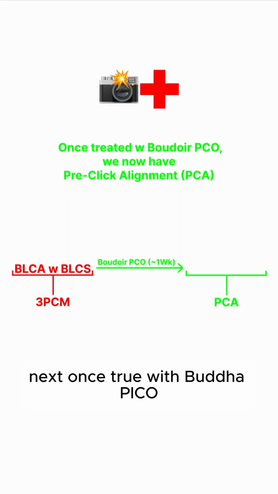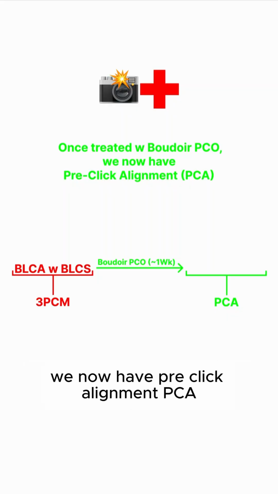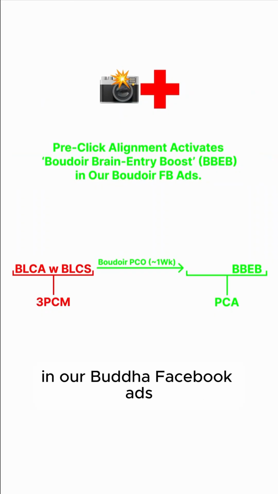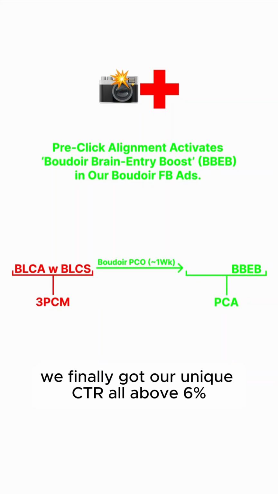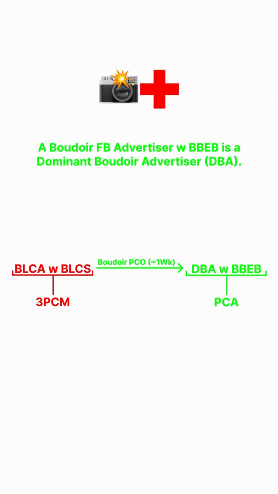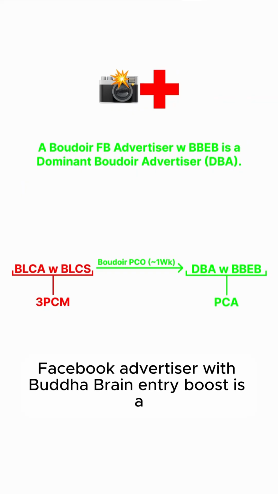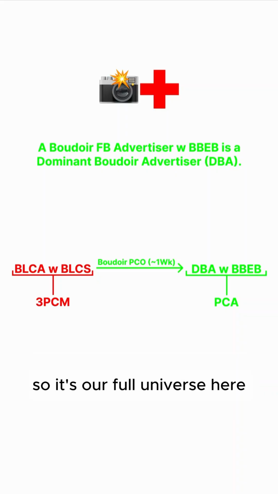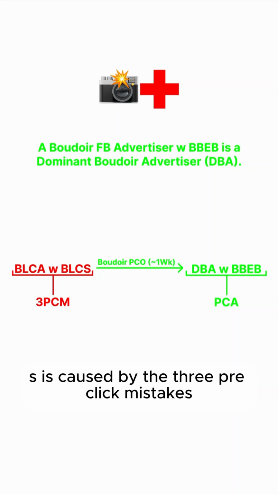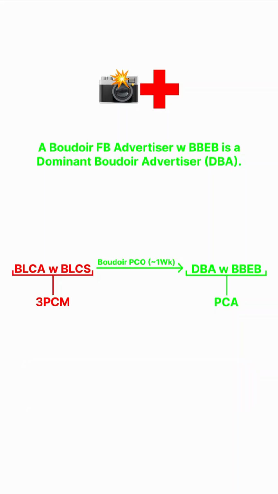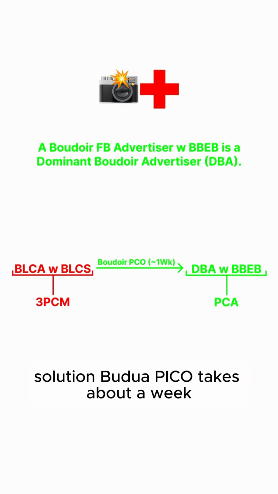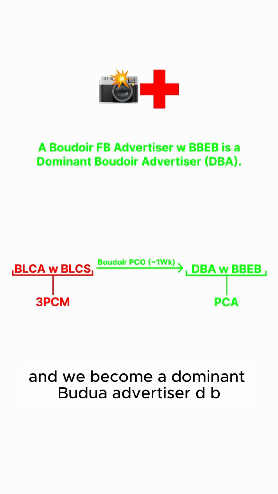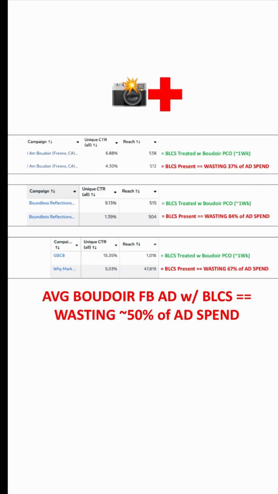Next, once treated with Boudoir Pico, we now have pre-click alignment, PCA. And pre-click alignment activates Boudoir brain entry boost in our Boudoir Facebook ads. Basically, this means we finally got our unique CTR above 6%. And a Boudoir Facebook advertiser with Boudoir brain entry boost is a dominant Boudoir advertiser, a DBA. So that's our full universe here. A BLCA with BLCS is caused by the 3 pre-click mistakes. Solution, Boudoir Pico, takes about a week. We achieve PCA, pre-click alignment, and we become a dominant Boudoir advertiser, DBA, with Boudoir brain entry boost.